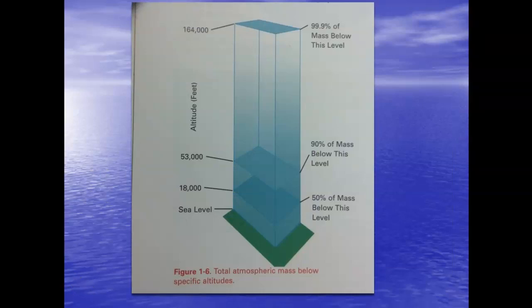So as you can see in this figure, 50% of the mass in the atmosphere lies below just 18,000 feet, from sea level up to 18,000. And then another 40% up to 53,000. It's very thin above 53,000. You only have another 9.9% below 164,000, so for a total of about 99.9%.